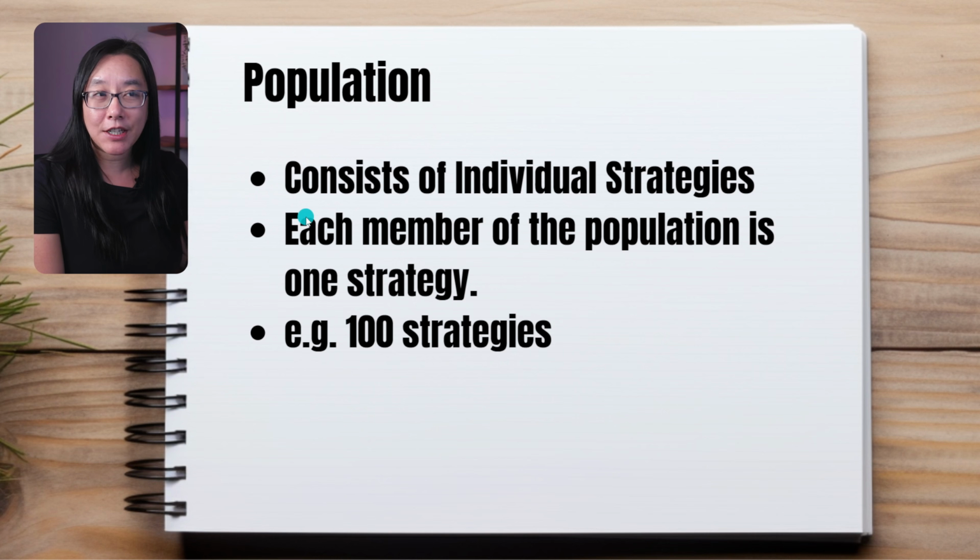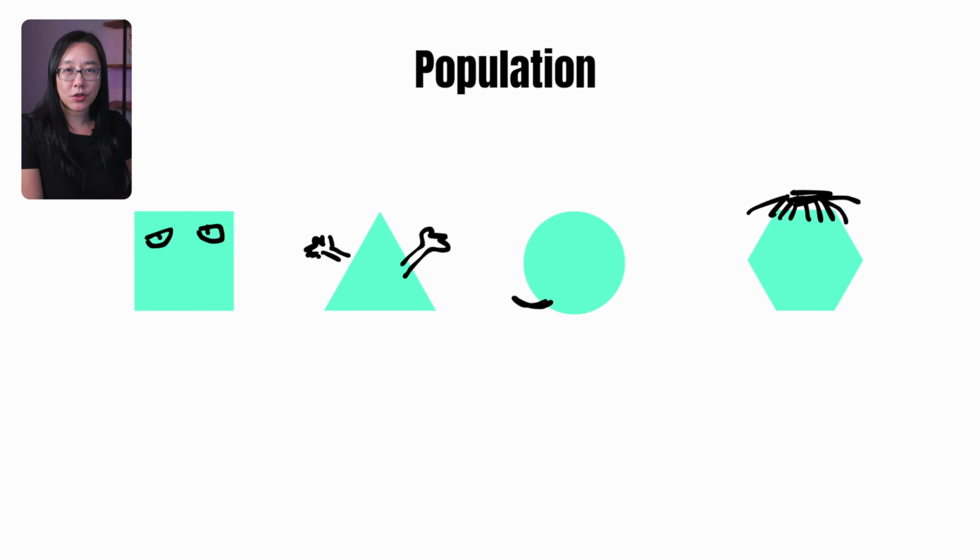A population consists of individual strategies, and each member of the population is one strategy. For example, you have a collection of 100 strategies. If we use a simple picture to illustrate this, let's say we have 4 blobs here. Each blob has different characteristics. This blob has 2 eyes, this blob has 2 hands, this blob has a tail, and this blob has hair.